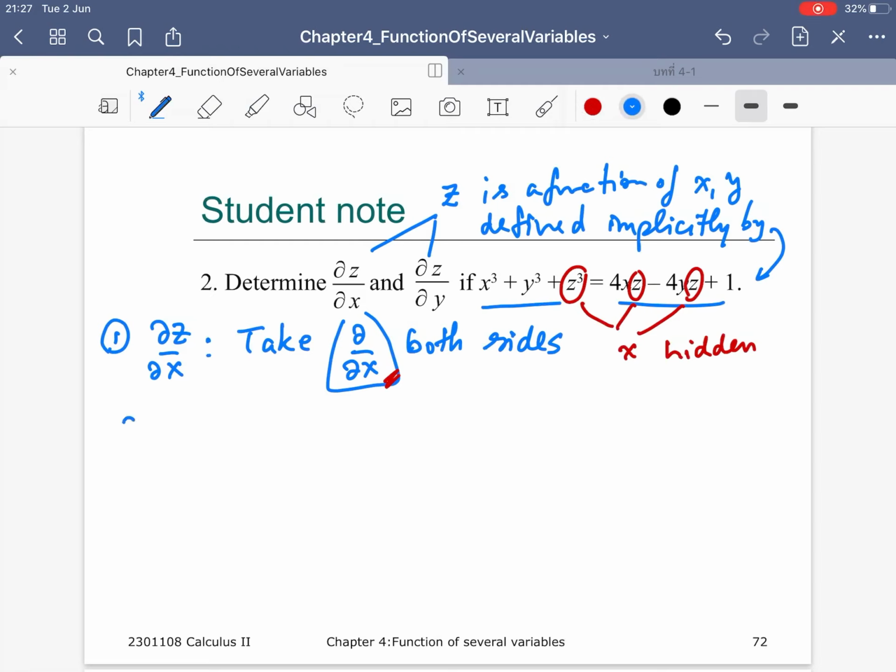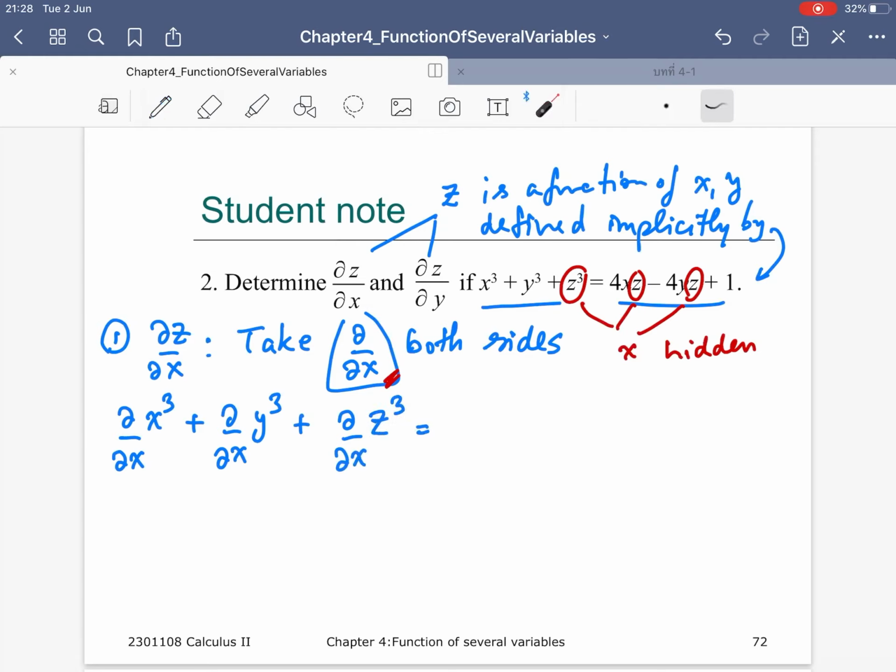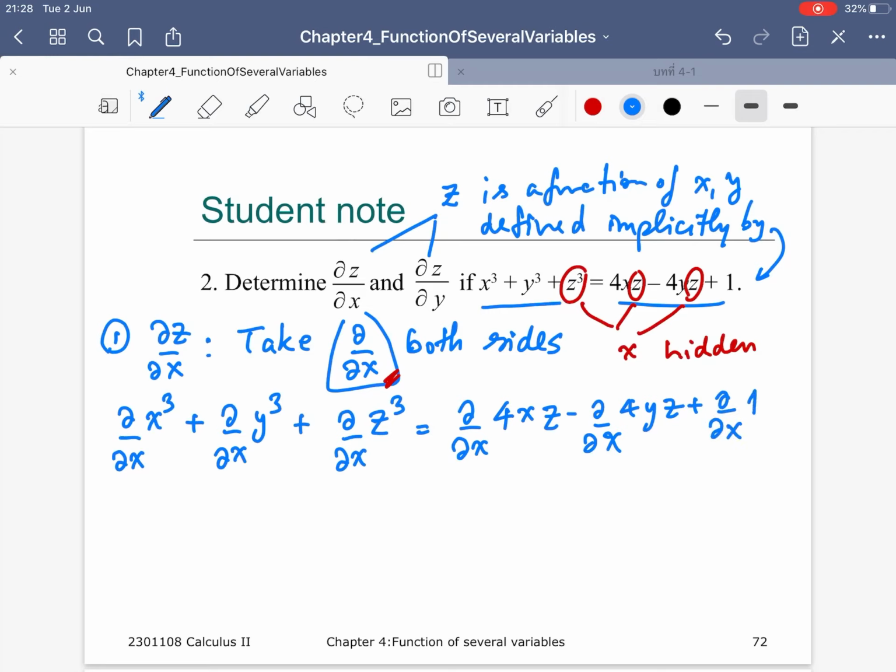So first let me just take a derivative of each term so that you can see it more clearly, just like that, because you've got 3 terms on the left hand side. And then on your right hand side you've got a derivative with respect to x of 4xz minus a derivative with respect to x of 4yz, and then of course a derivative of 1.